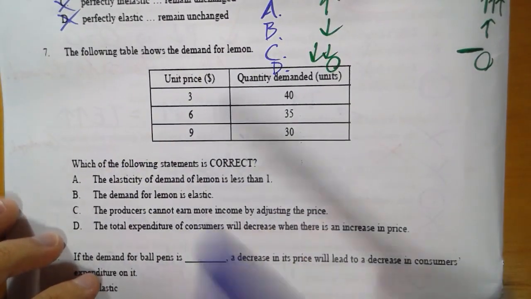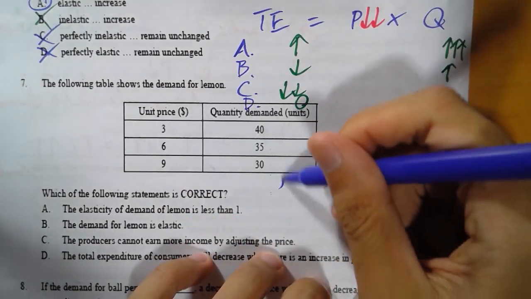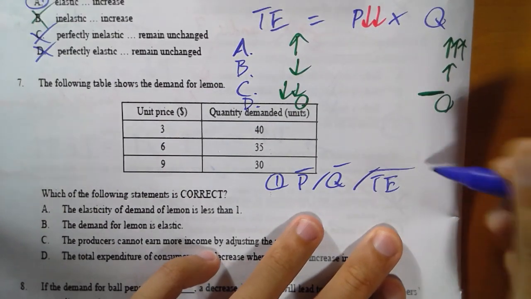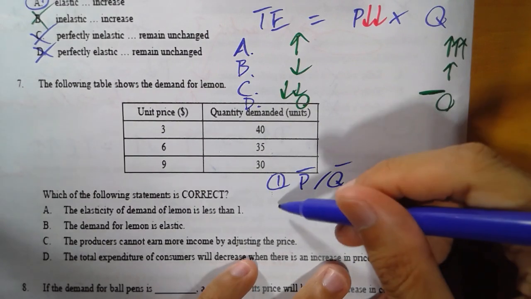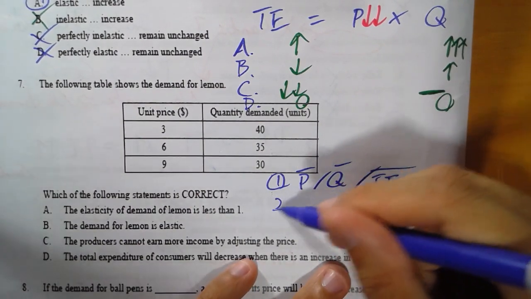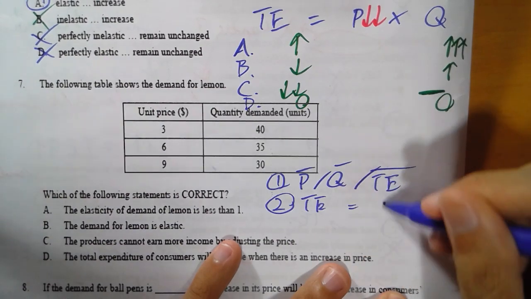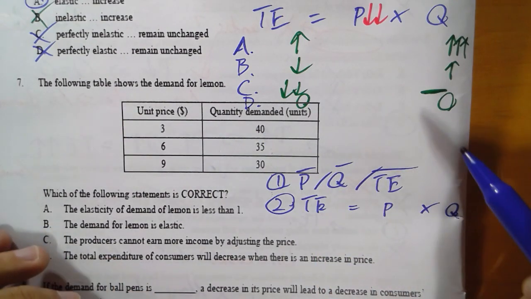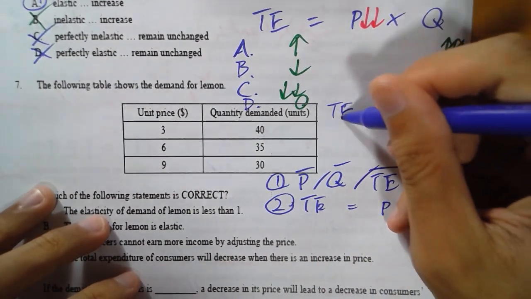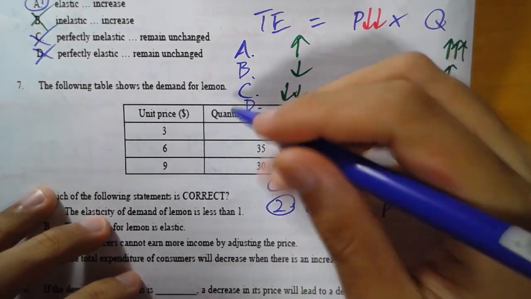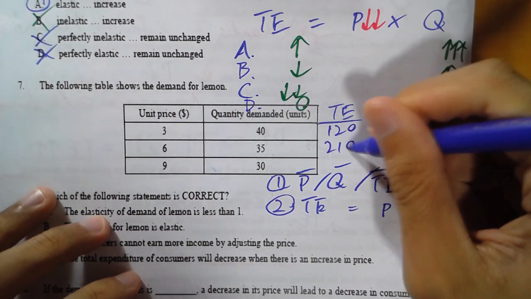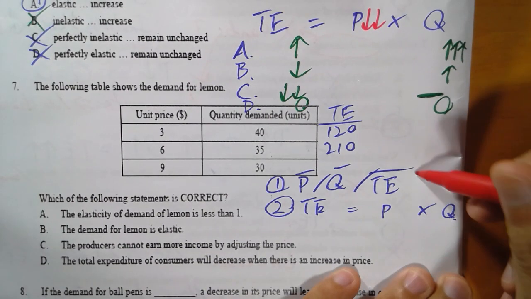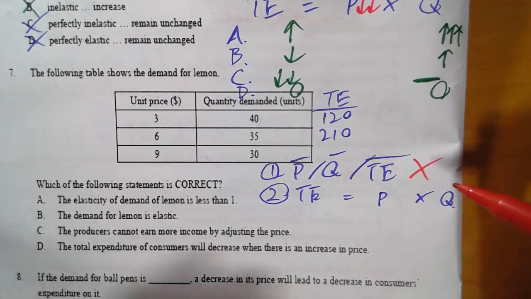Table. Remember, do table in 2 steps. Step 1, check whether P unchanged, Q unchanged, or total expenditure unchanged. Very important. If neither of it is true, then you go back to TE equals P times Q. So let's do it first. Price changing, QD changing. What about TE? Let's calculate TE. 126, not this one. 210. Definitely not unchanged. So unfortunately we cannot use our first step. Now second step, let's do it.